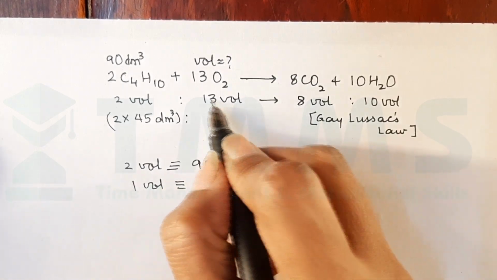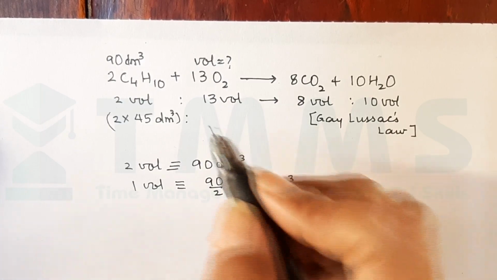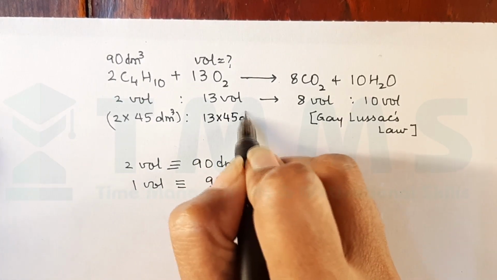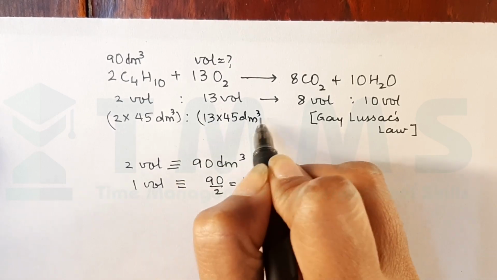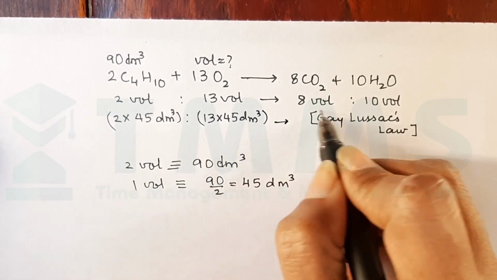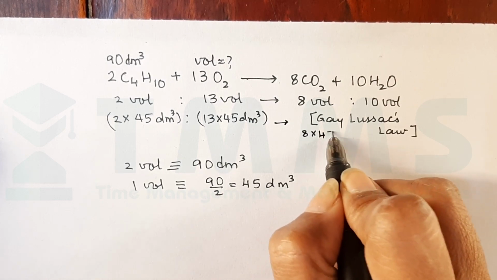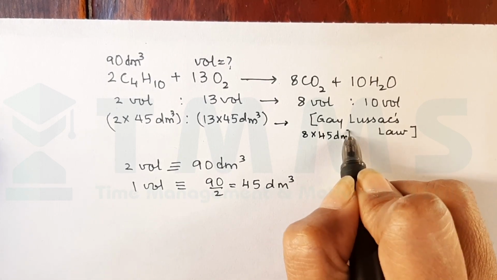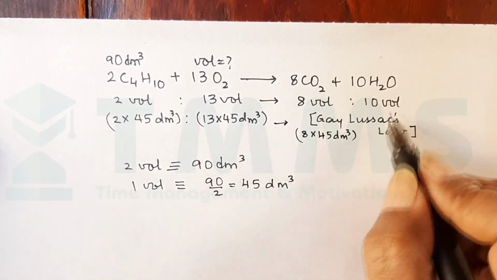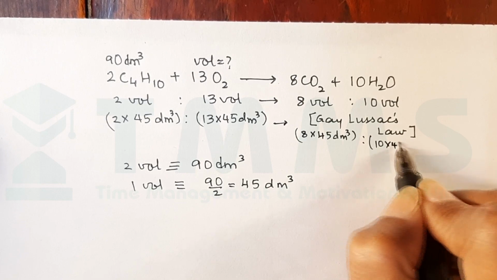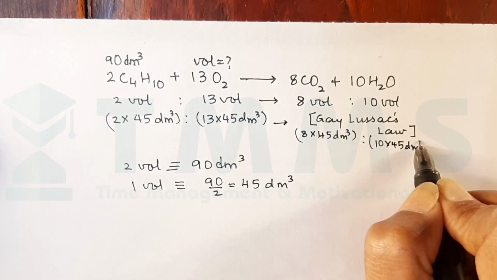Okay, now let us look at this. These are 13 volumes. What should we write over there? Come on, tell me fast. Won't it be this? And that is going to give us 8 volumes here, means 8 into 45 dm cube, and that is for our CO2, and for H2O it will be 10 into 45 dm cube.